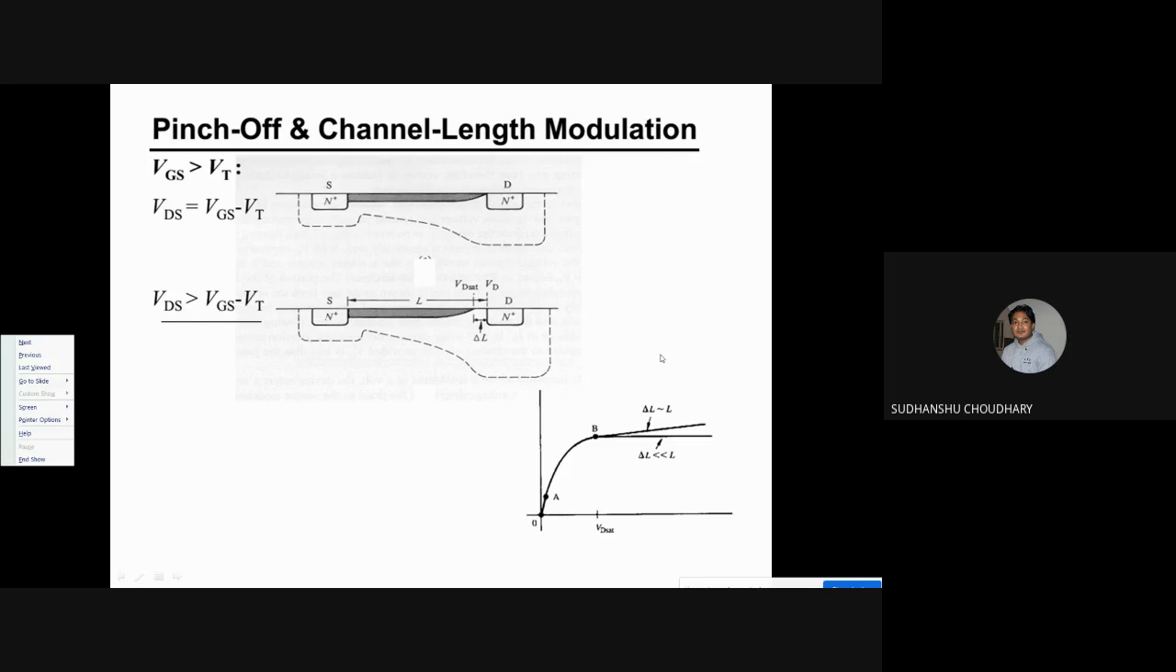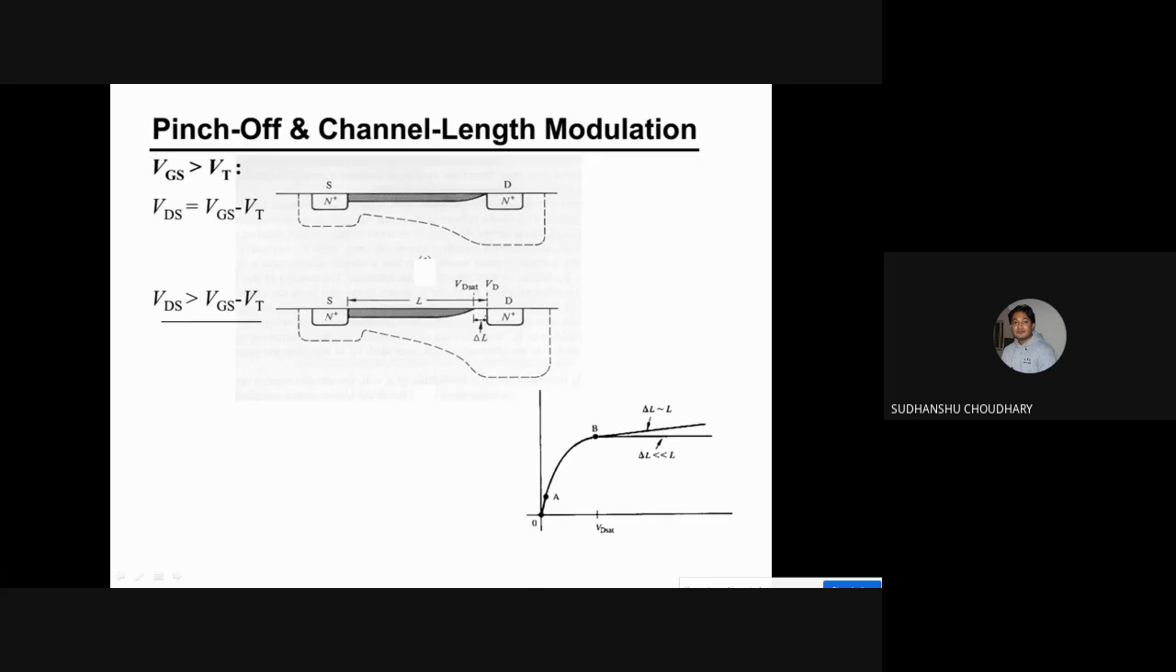Any other questions? In the second case, where in delta L there is no channel, how will the current flow there then? Yes, I had explained it, so I'll once again explain it: when delta L, that is you have no channel, then how will the current flow?